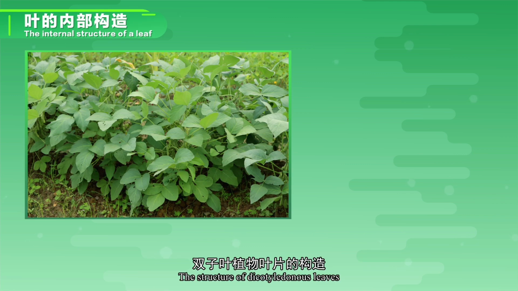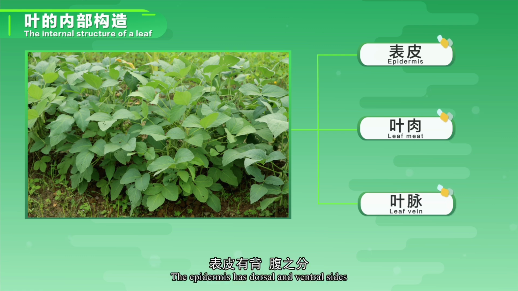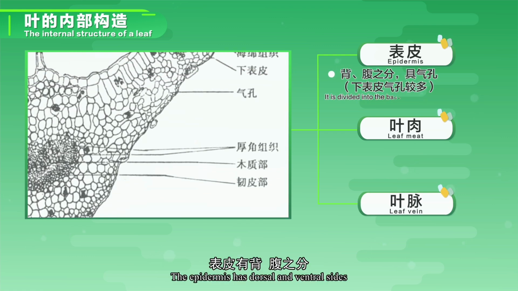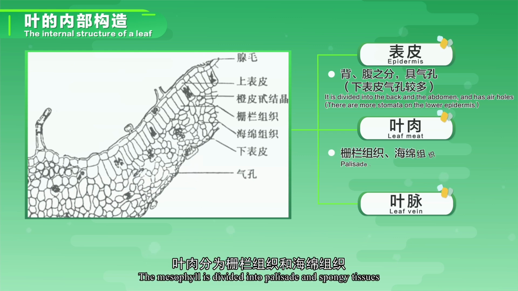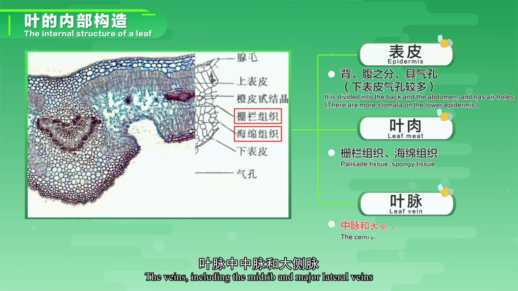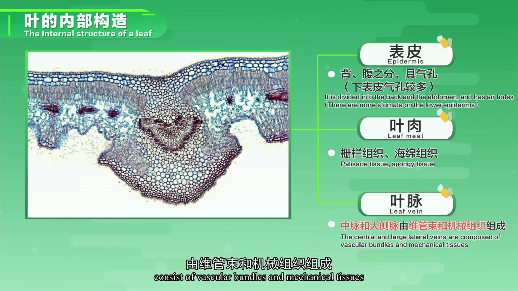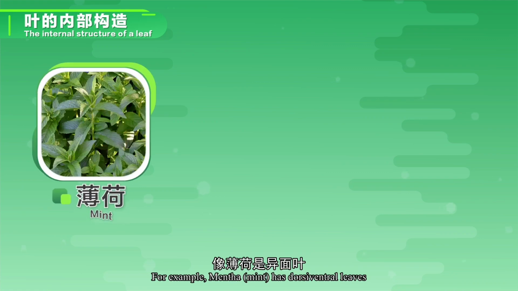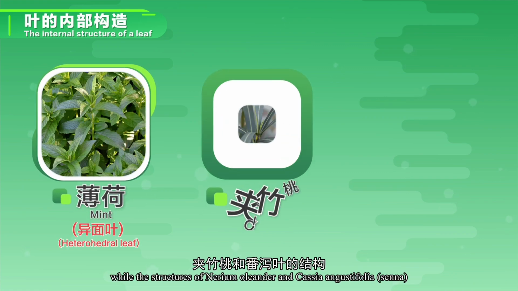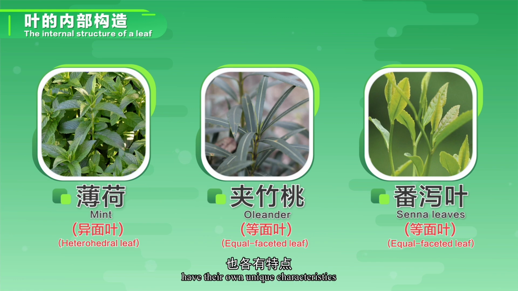The structure of dicotyledonous leaves includes the epidermis, mesophyll, and veins. The epidermis has dorsal and ventral sides with stomata present, especially more on the lower epidermis. The mesophyll is divided into palisade and spongy tissues. The veins, including the midrib and major lateral veins, consist of vascular bundles and mechanical tissues, with xylem located above and phloem below. For example, mentha, mint, has dorsiventral leaves, while the structures of Nerium oleander and Cassia angustifolia, senna, have their own unique characteristics.